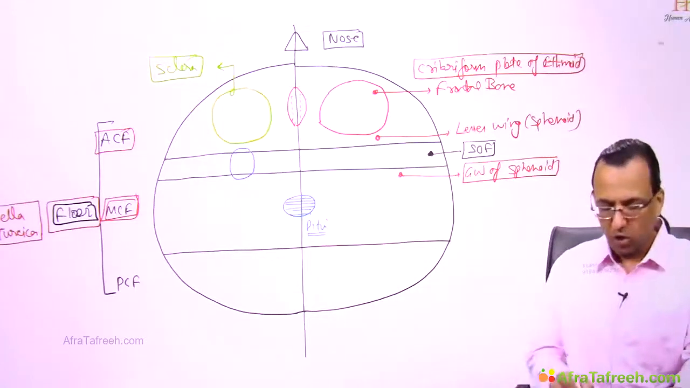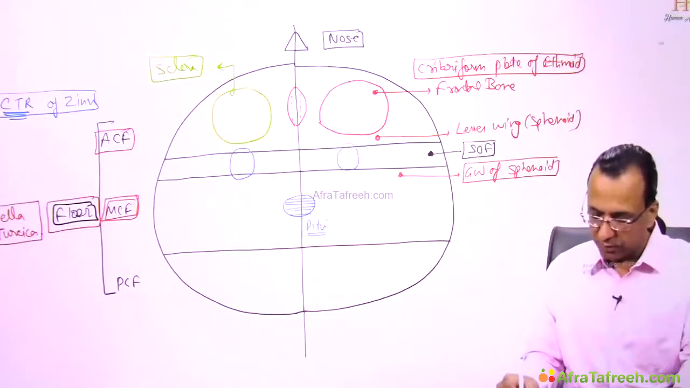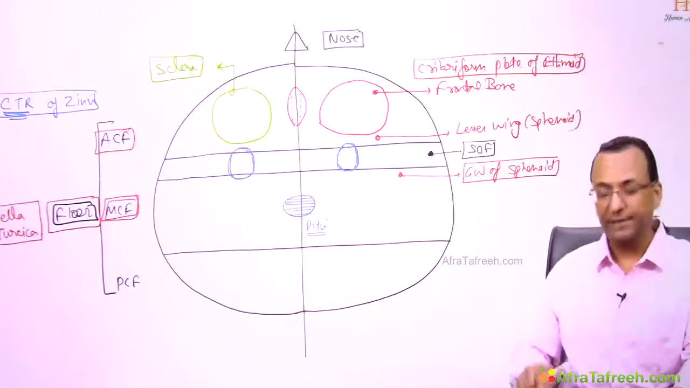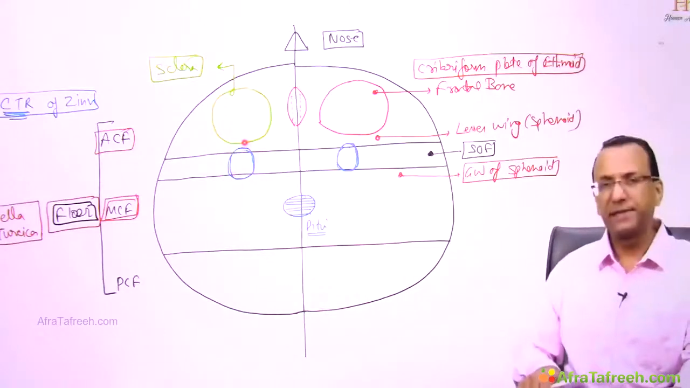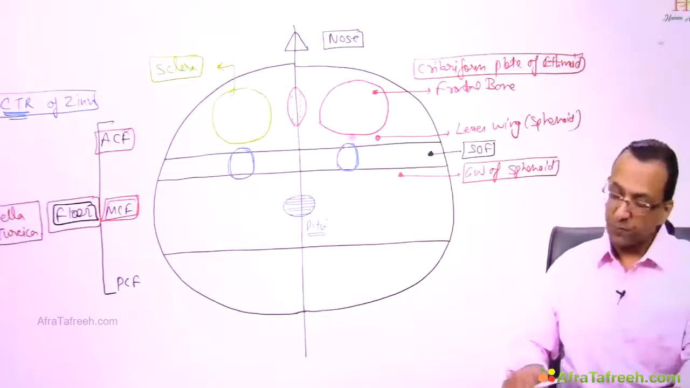What is that? Common tendinous ring of Zinn. Why are you telling it is a common tendinous ring? It is on this side, that side, both sides you can show. So we are showing this is common tendinous ring of Zinn. On the left side, superior view of the cranial cavity, yes. And right side, superior view of cranial cavity, yes.